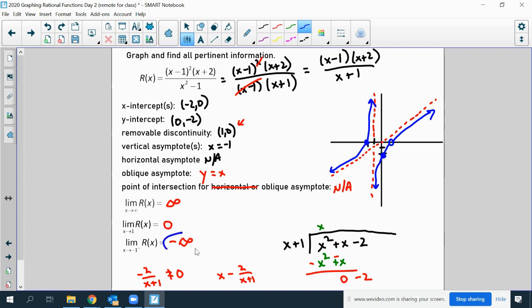And once again, I kind of skimmed over it, but as I approach -1 from the right, that's over on this side, that means I'm going down toward -infinity.